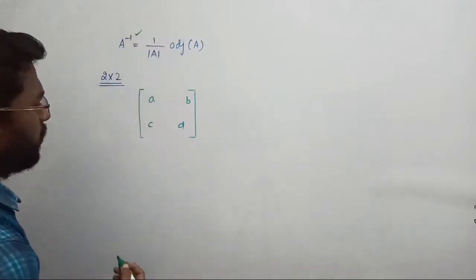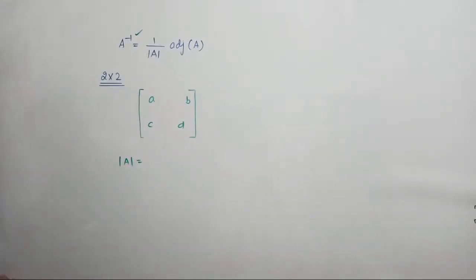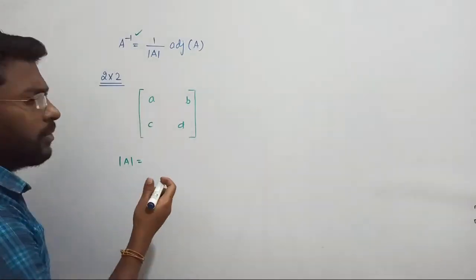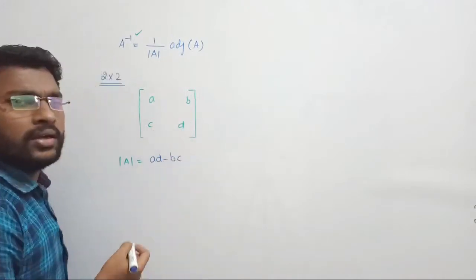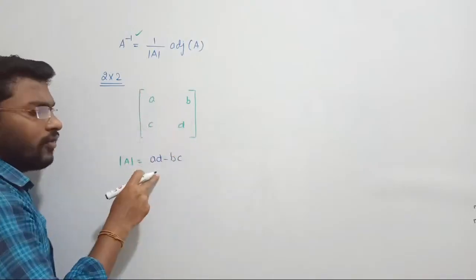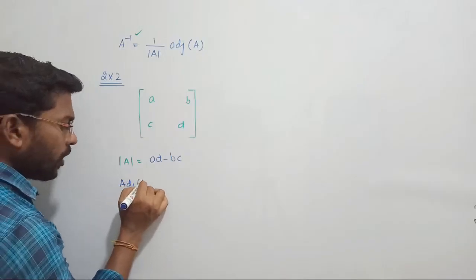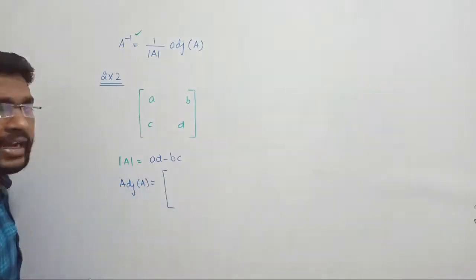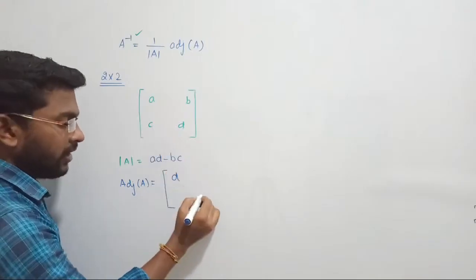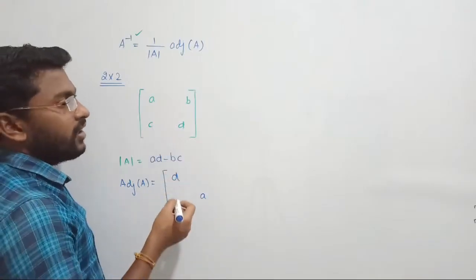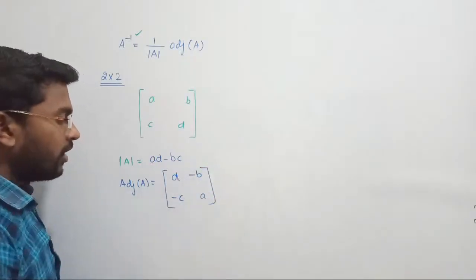If you want to know the value of A inverse, then you have to find out the value of determinant of A. Now what is the determinant of A? That is A into D minus B into C. Correct? That is product of diagonal minus product of half diagonal. And the second thing is, how will you find out the adjoint of A? I said interchange the position of the diagonal elements, such that D will come here and A will go here, and change the sign of the half diagonal elements such that it becomes minus B and minus C. That is going to be the adjoint of the matrix.